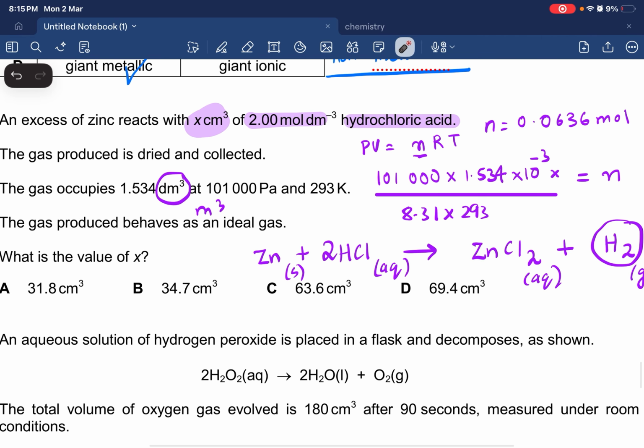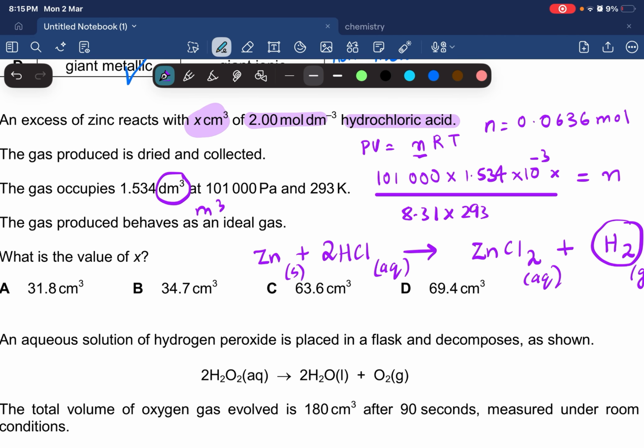If I make the mole ratio of HCl to H2, I know that double the moles are going to react. So multiplied by 2, we get 0.1272 moles of our HCl. Now we have the HCl moles. What do?